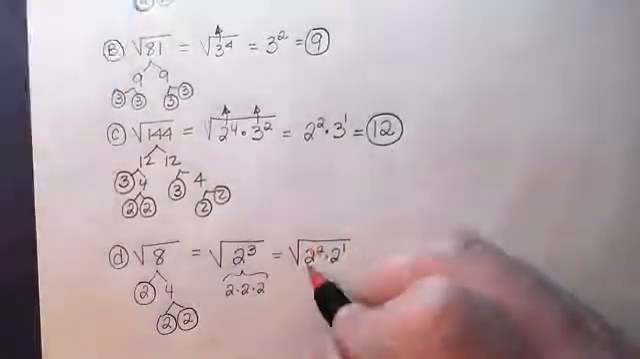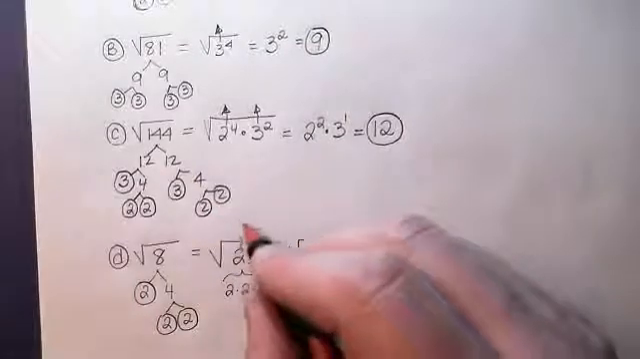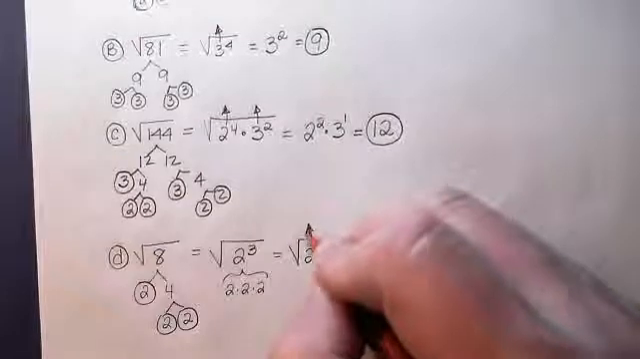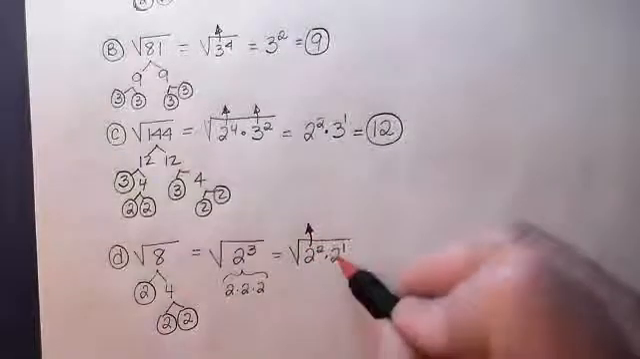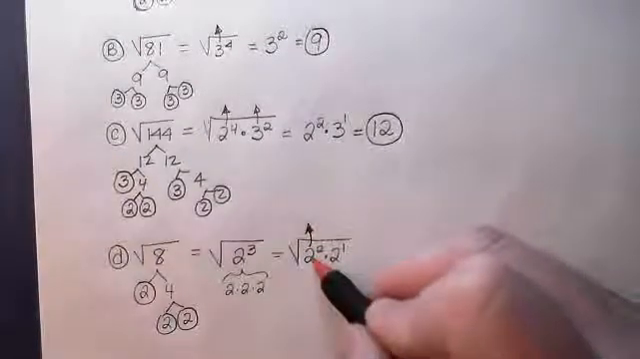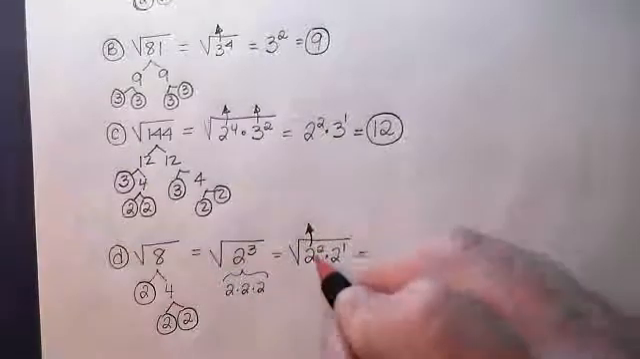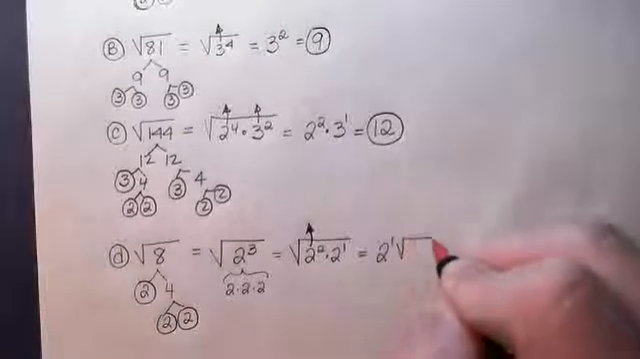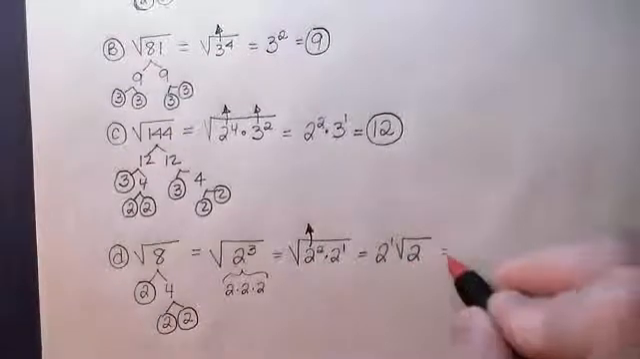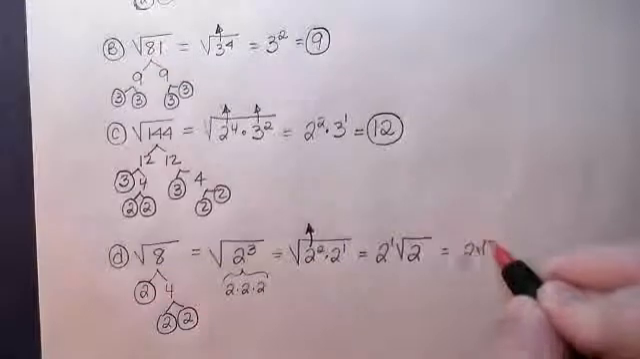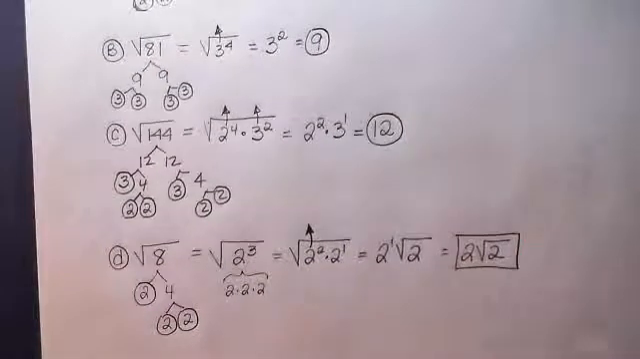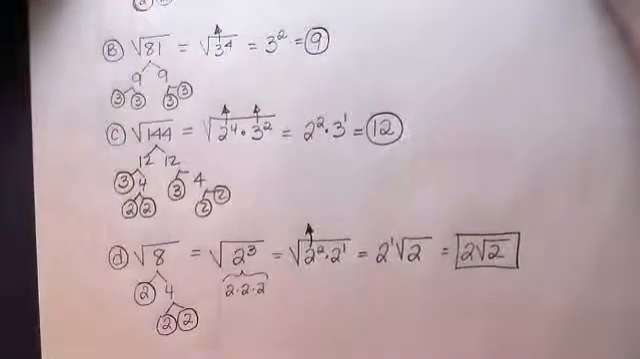The advantage of writing this way is because before I cannot remove a 2, but in this case I can remove this first factor here. I cannot remove this guy, but at least I can remove this one. So this one is going to come out of the radical as 2 to the first, and the other one stays inside the radical. So my final answer, my simplest radical form, is 2 square root of 2. Okay, and that's the power of doing this prime factorization, because it helps us simplify radicals.